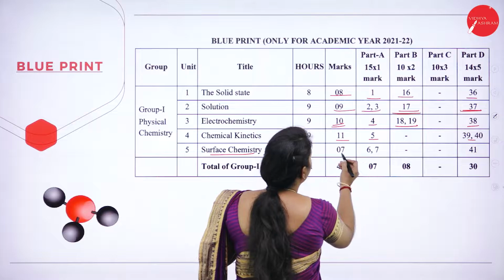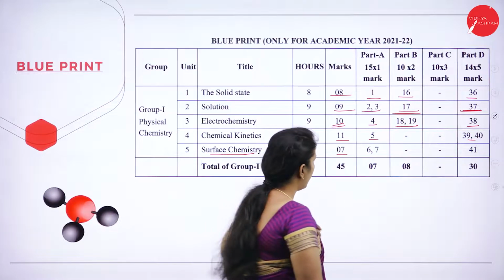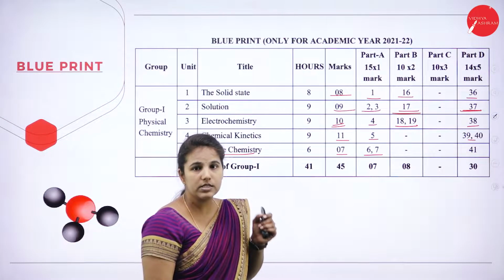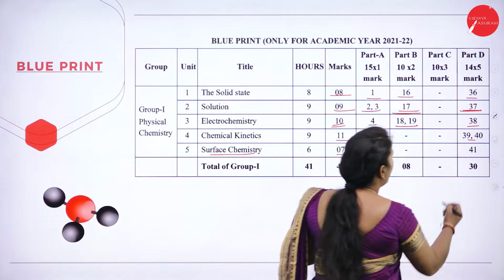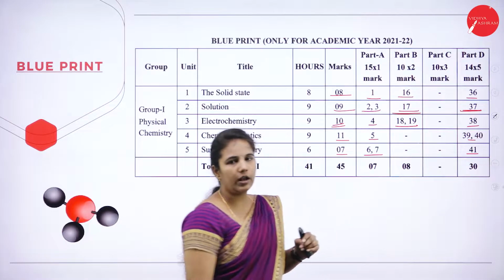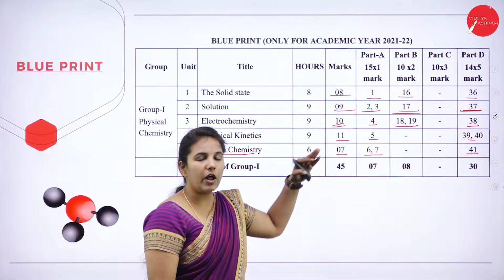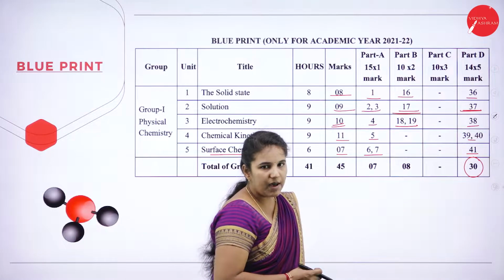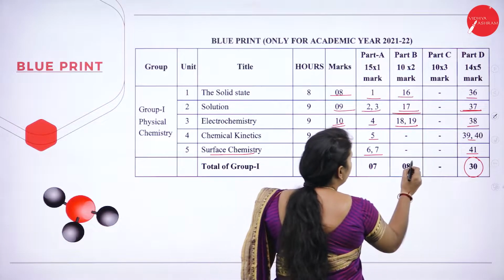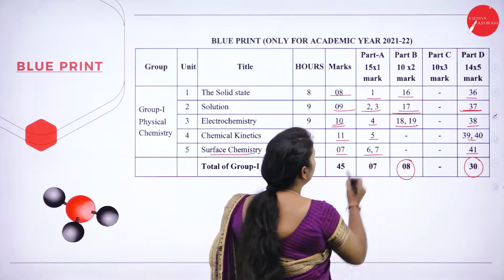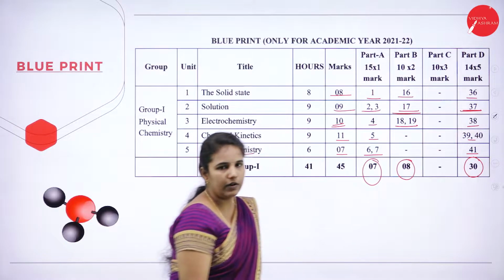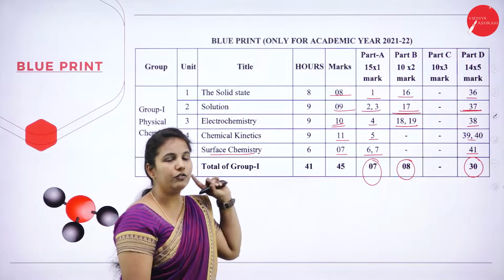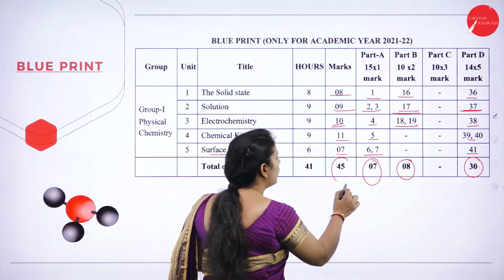From this unit, we can expect 7 marks, and there are 2 questions in part A, question numbers 6 and 7, and from part D, we have one more question for 5 marks. So from the physical chemistry, you can expect totally 30 marks in the 5-mark, 8 marks in the 2-mark and 7 marks in the 1-mark. And the total weightage allotted only for physical chemistry is 45.